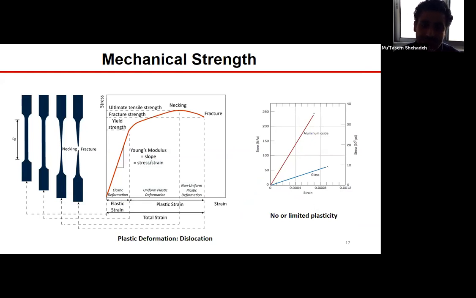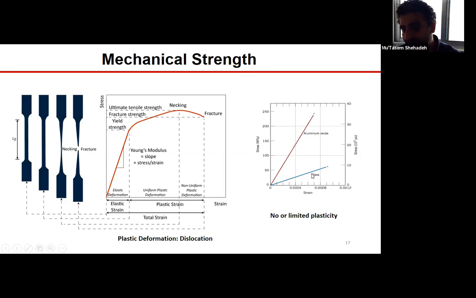Why do materials deform plastically? And this is related, again, to their microstructure, to the type of defects that are present in such materials. And the main carrier of plastic deformation in crystalline materials is a defect called dislocations. This is what determines the mechanical response of the material beyond its elastic limit.